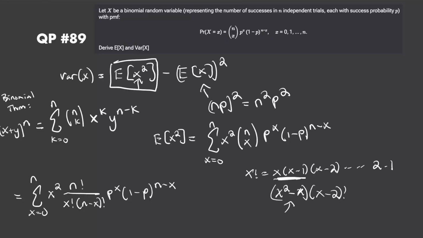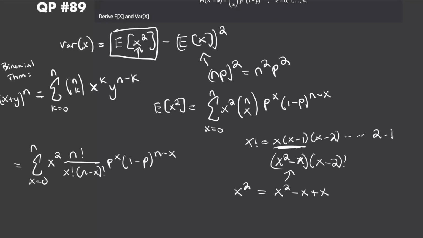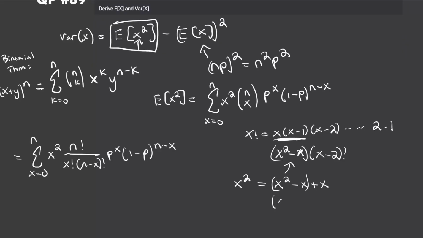So how do we get this to actually look like x squared though? Well, let's just take x squared minus x and add back on x, and that'll be equal to x squared. And this right here was just equal to x times x minus 1, right? So if we let our x squared equal this equation over here and plug it in over here, then we're going to get this.